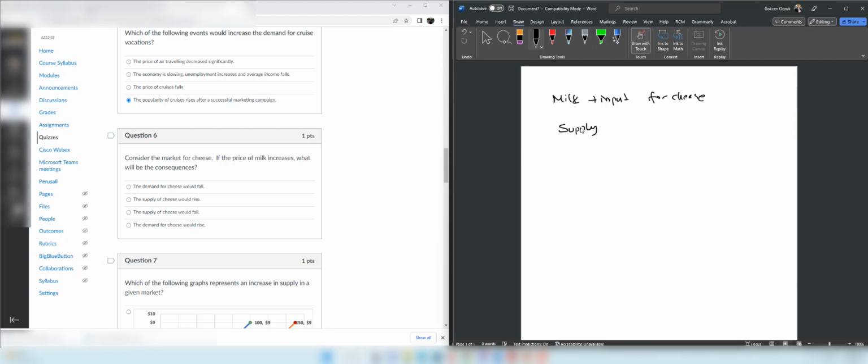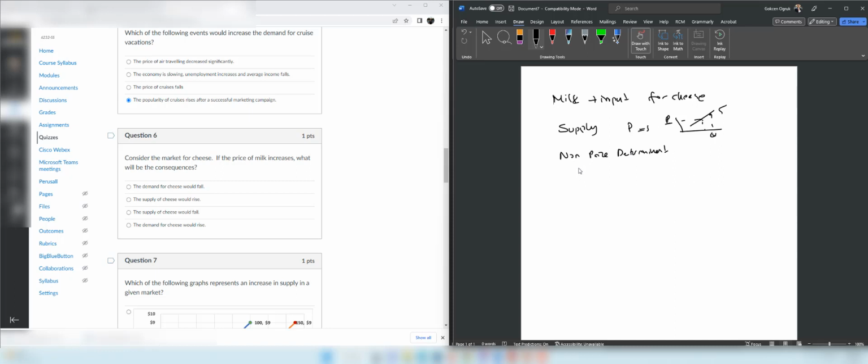Supply, the determinants of supply. Price: you move along the curve, okay? Price, quantity, you move along the supply curve, here to here. So you're not going to shift the curve. Non-price determinants are the determinants other than the price of the good itself.